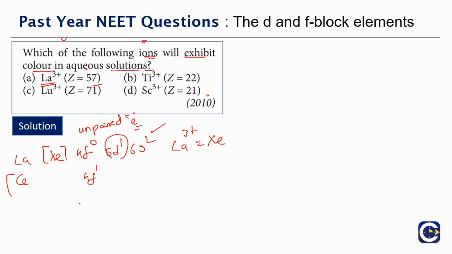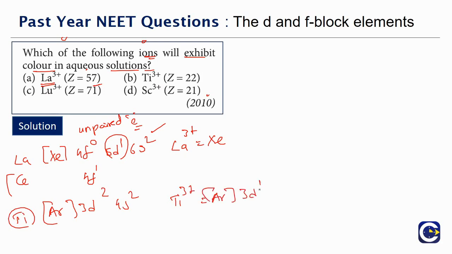Titanium 3+. What is titanium 3+? Titanium is argon 3d2 4s2. Titanium 3+ means it will be argon 3d1. It will have unpaired electrons. Whereas if you look at scandium, scandium comes before titanium, right? So argon 3d1 4s2, the first member of the 3d series. So scandium 3+ means these electrons will be removed. It will simply be the argon structure. Again, no unpaired electrons.